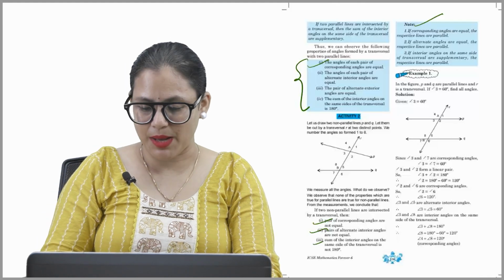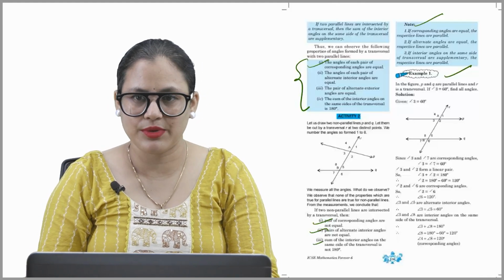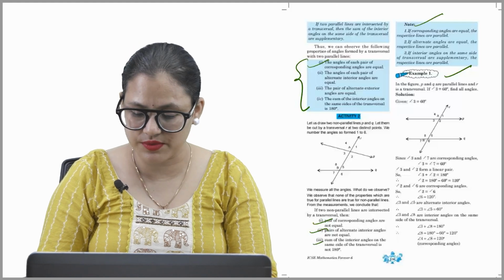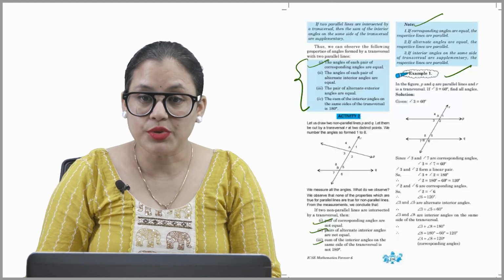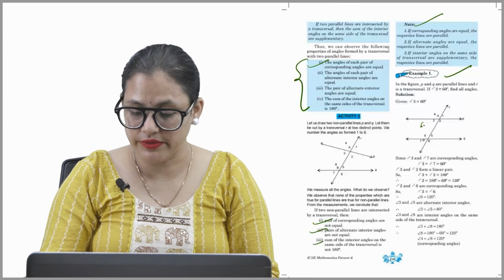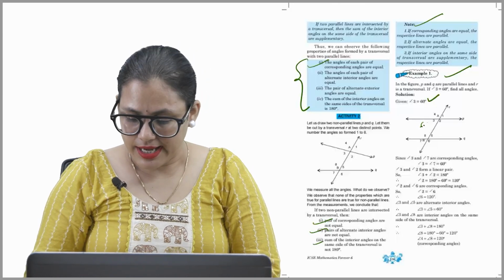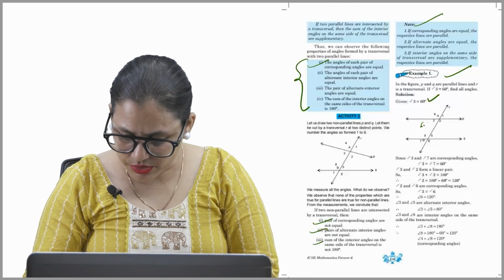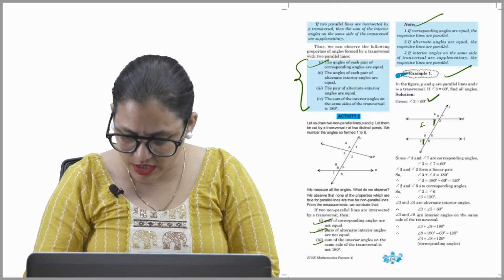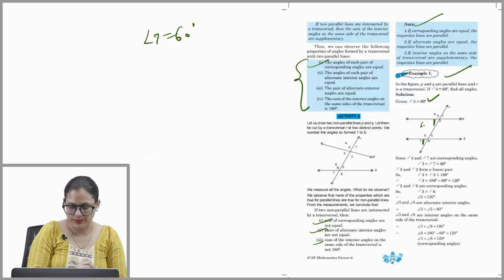Okay, let's do example 1. In the figure, P and Q are parallel lines, right? And R is a transversal. And angle 3 is given, which is 60 degrees. Find all the angles. Okay, so what is given? Angle 3 is equal to 60 degrees. Now, angle 3 and angle 7, these are corresponding angles. So, angle 7 is also 60 degrees.